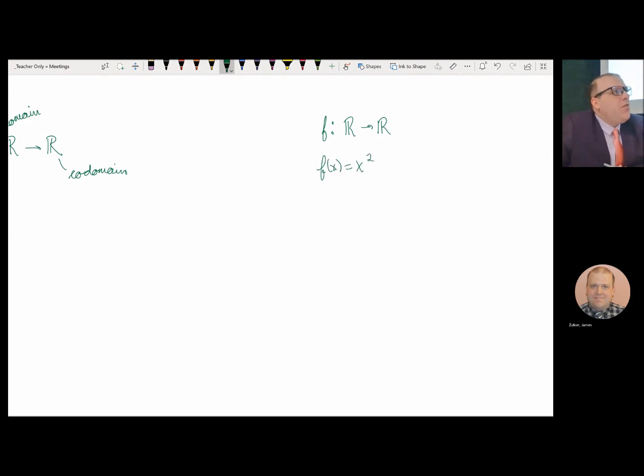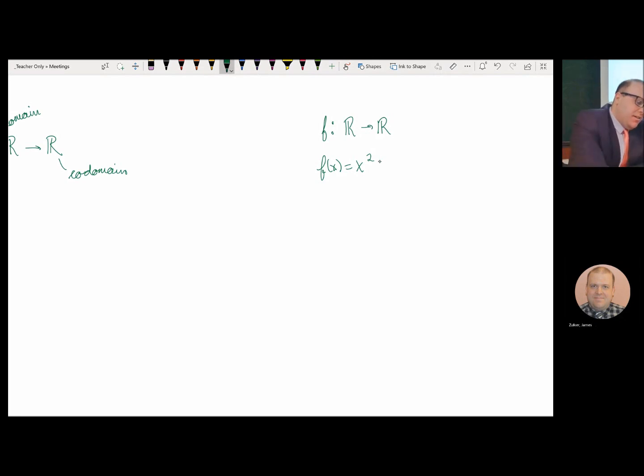Look at x squared. Domain and codomain are all real numbers, right? Because you plug in a real number and you square it, you get a real number. But the range is not all real numbers. It's positive or greater than or equal to 0. It's all non-negative real numbers. So the range would be non-negative real numbers.